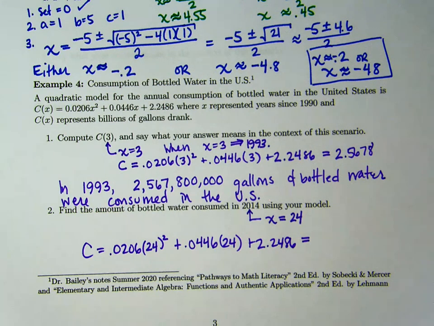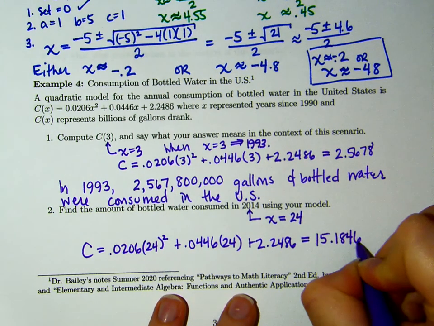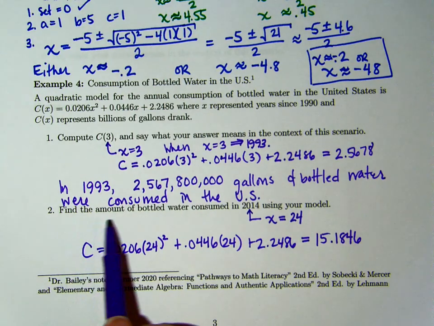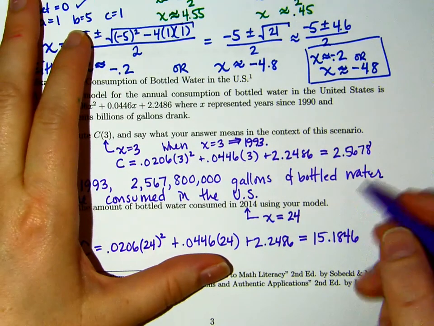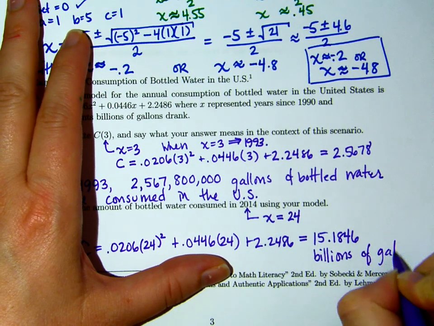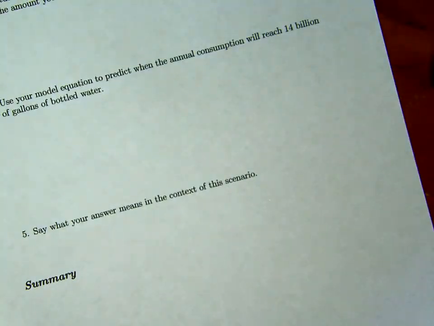Okay, 0.0206 times 24 squared plus 0.0446 times 24 plus 2.2486. Okay, I got 15.1846. Oh my gosh. Sorry, that's a lot. 15 billion gallons. Find the amount of bottled water consumed. Okay, so we'll just tag this. Billions of gallons. Whoa. Are there more questions?